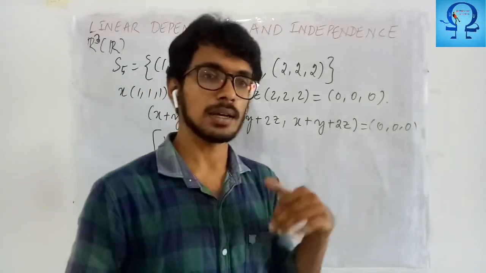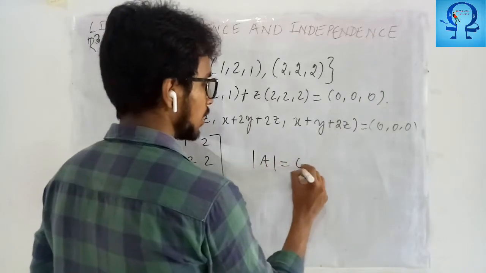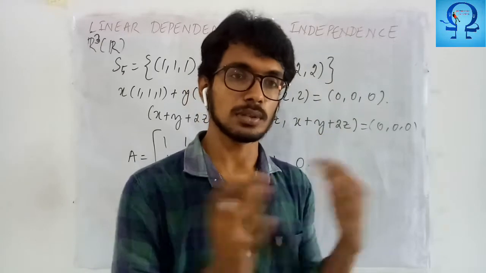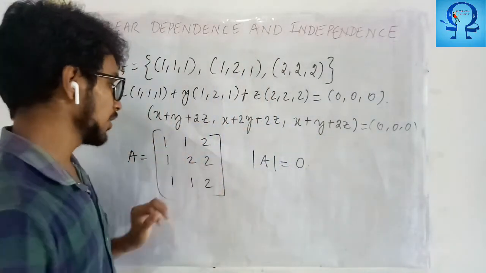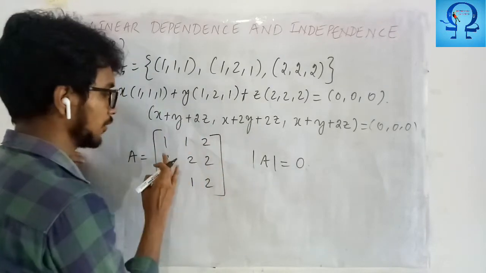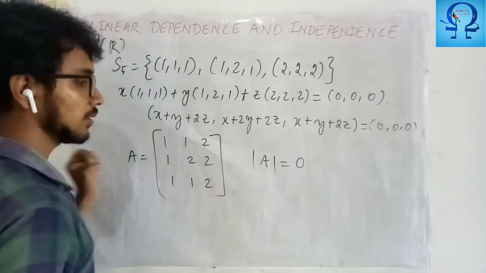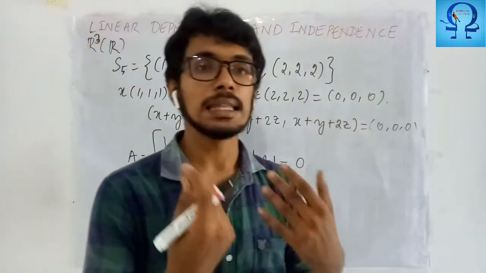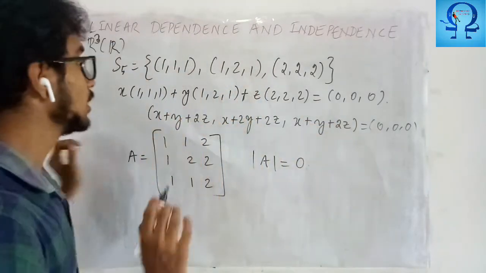If two rows are equal or identical, then we will get the determinant of the matrix to be 0. Even if two columns are identical, we will get the determinant to be 0. Here exactly, these two rows are equal, and these two columns are identical. That is why you are getting your determinant to be 0, which means your set is a linearly dependent set.